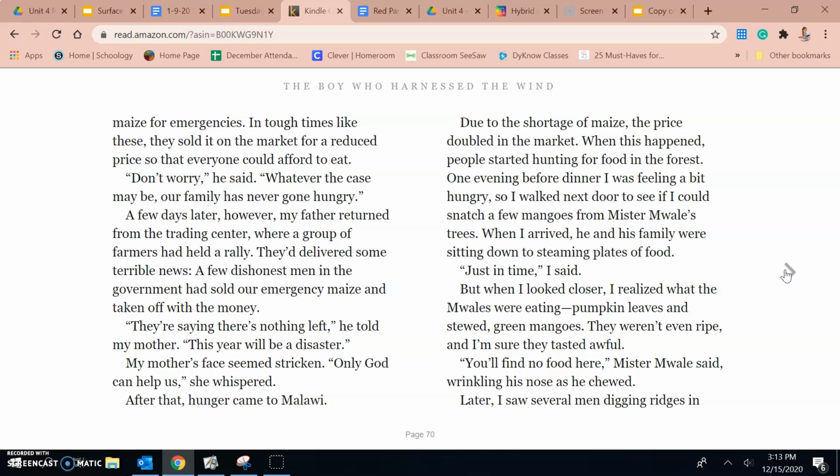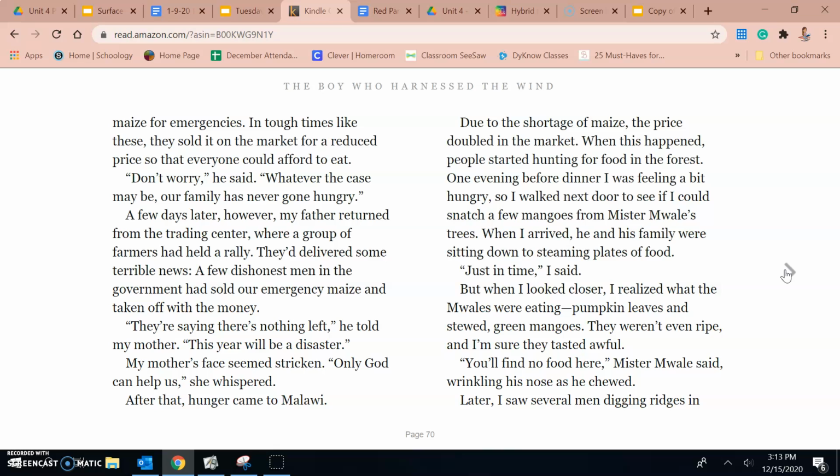After that, hunger came to Malawi. Due to the shortage of maize, the price doubled in the market. When this happened, people started hunting for food in the forest. One evening before dinner, I was feeling a bit hungry, so I walked next door to see if I could snatch a few mangoes from Mr. Mawali's trees. When I arrived, he and his family were sitting down to steaming plates of food. Just in time, I said, but when I looked closer, I realized what the Mawalis were eating.